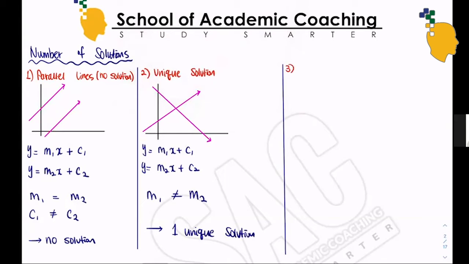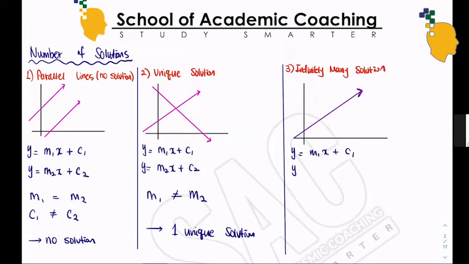Next one is when they have infinitely many solutions. So there's one line here and there's another one which is exactly the same as the one I drew just then. So if they have same gradients, same y-intercept, they will be the same equation. So every single point on the line will be a solution. So if m1 is same as m2 and c1 is same as c2, they will have infinitely many solutions.